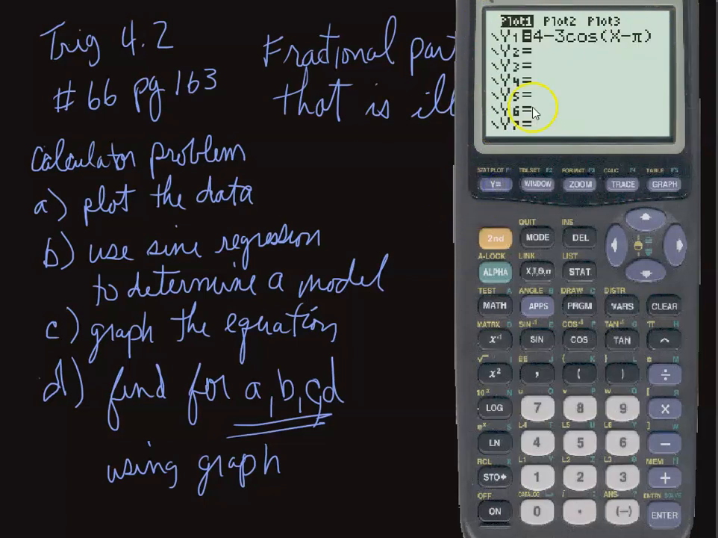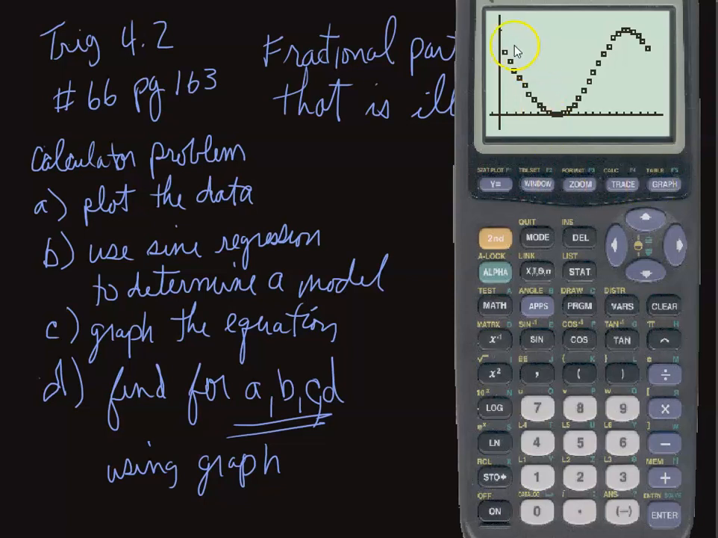Because in y equals, I have this equation still from the last example. Let's clear that out and press graph. You can do a zoom stat again, but the window has been set up. So you can press just graph, and that's the data. Pretty nice looking sine curve, tell you what.